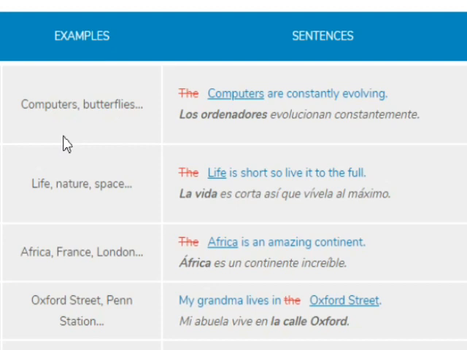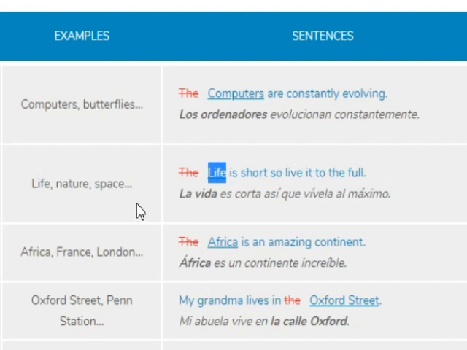We don't use the definite article "the" with uncountable names when we are talking in general. For example, life, nature, space. Life is short, so live it to the full. It is not necessary to use the definite article "the", only the noun, isolated, okay? Life is short, so live it to the full.